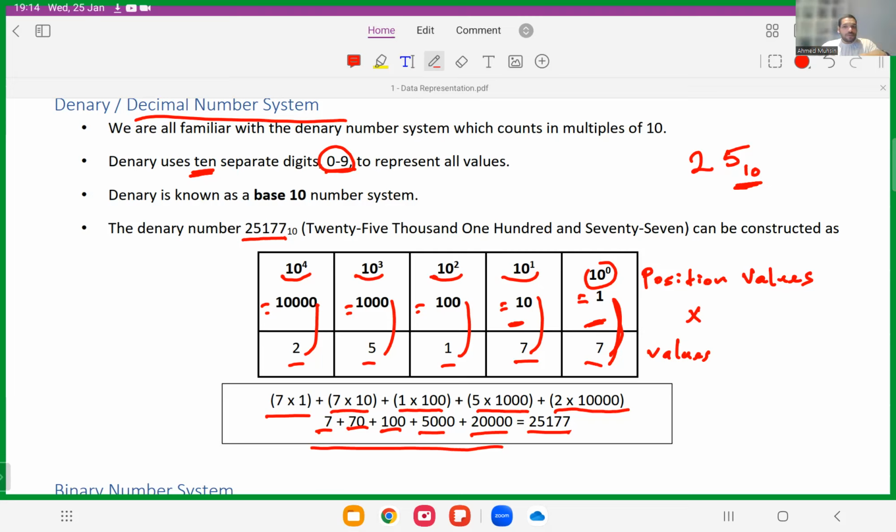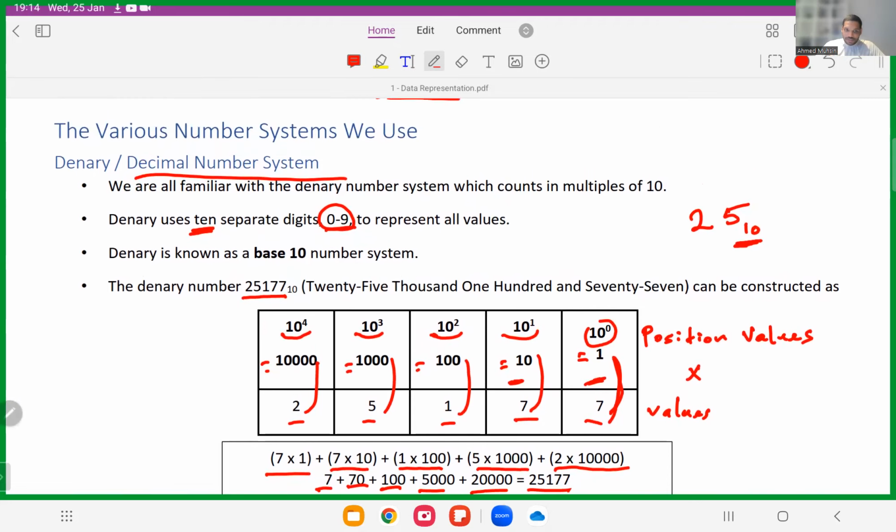This same logic of value and position value, multiplying and adding all of them, we will be applying when it comes to the binary number system. I hope it makes sense how the decimal number system works.